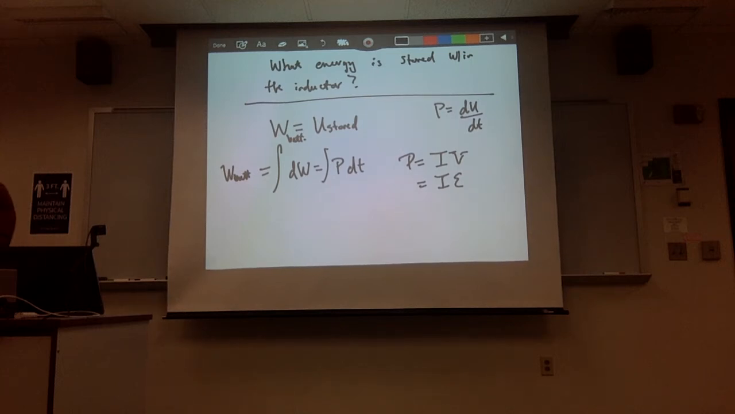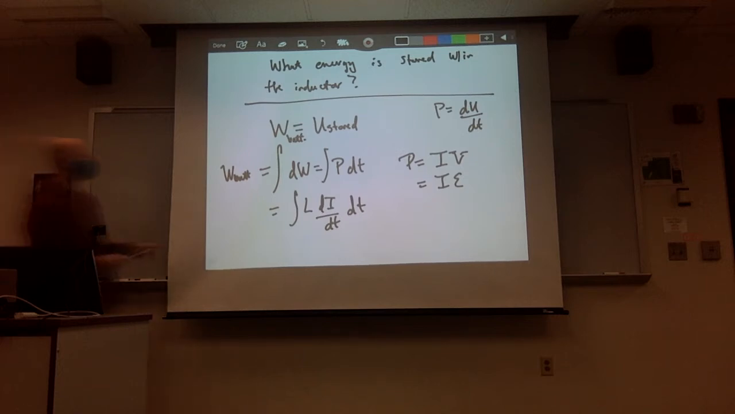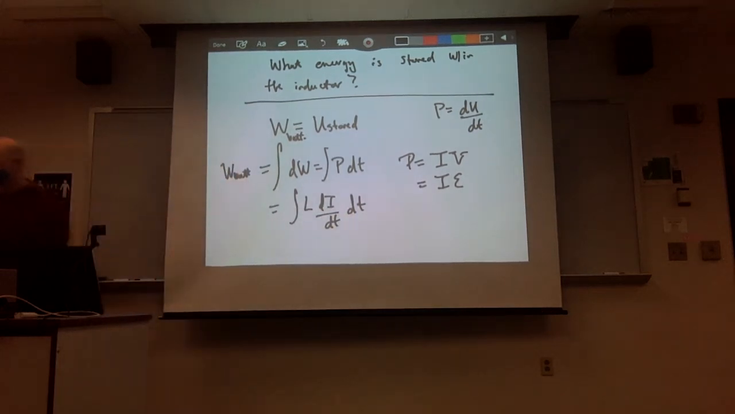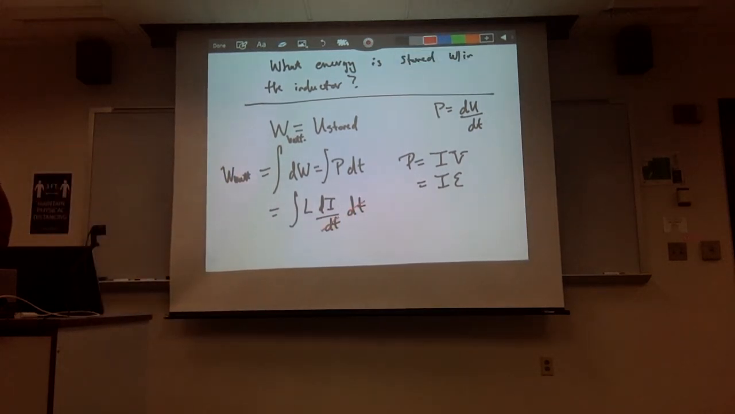So let's put all this stuff together. This is going to be equal to the integral of the back EMF, which we now know is equal to the inductance times the time rate of change of the current, and I want to integrate this over time. Well, what happens to this dt here and this dt here? They're going to cancel each other. Good, so this term is going to cancel this term.